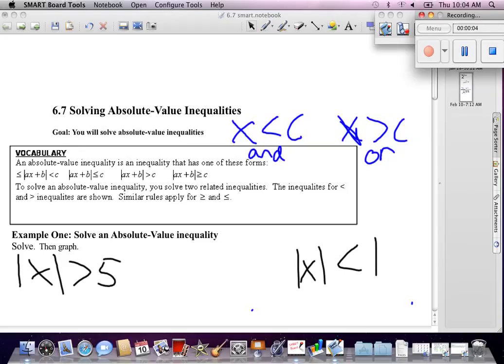All right, so ladies and gentlemen, we're looking at absolute value inequalities, and we're solving.